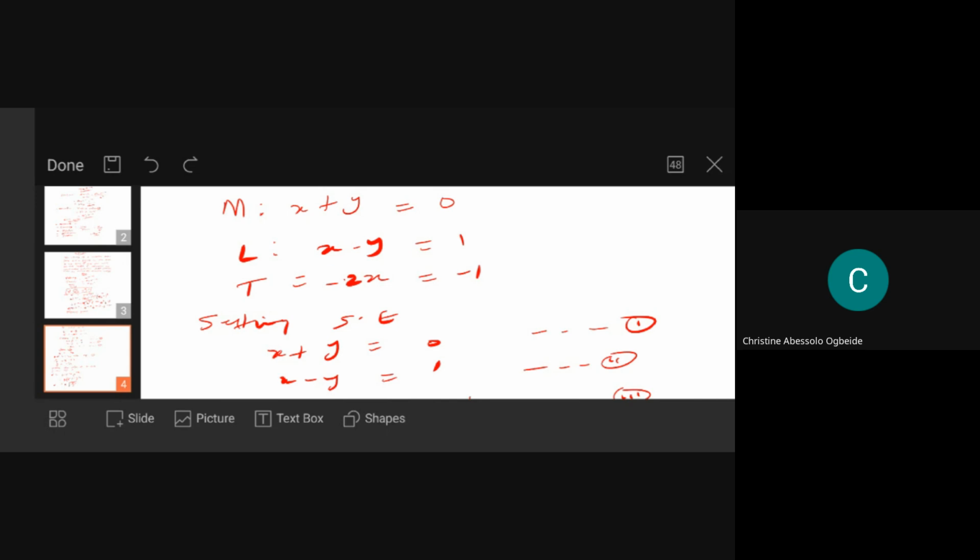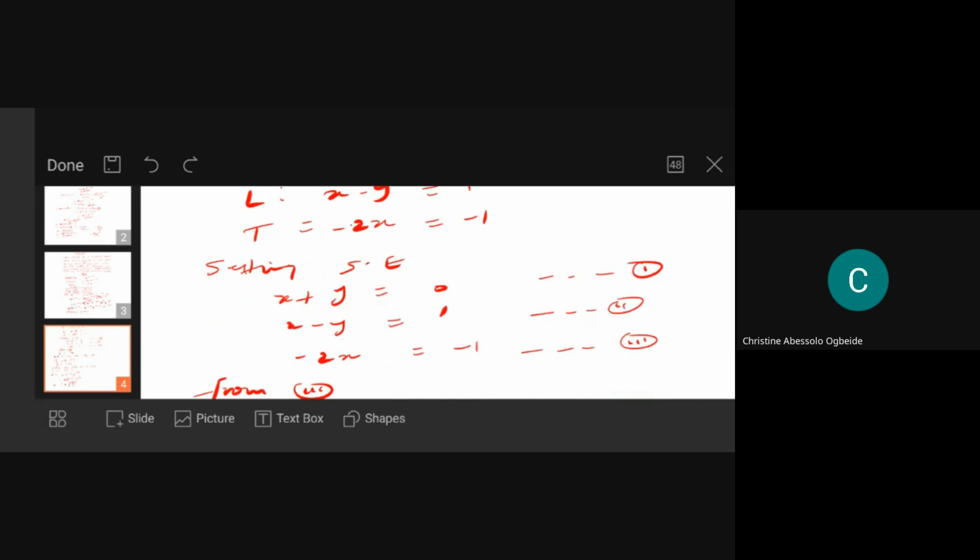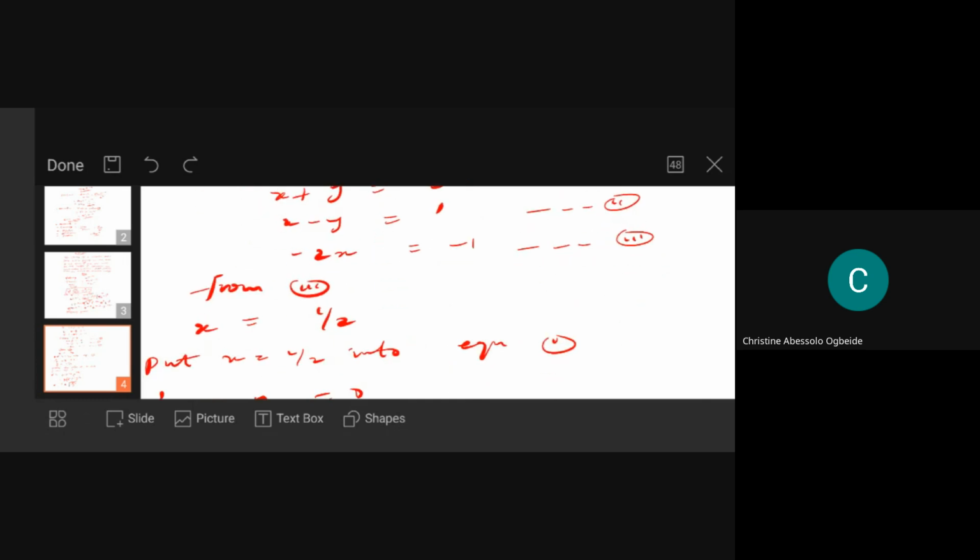So if I set up the simultaneous equations, that's what I meant by SE. I have that x plus y equals 0, equation 1. x minus y equals 1, equation 2. And minus 2x equals minus 1, equation number 3. And clearly, from equation 3, you could see that x can be obtained as half. By dividing equation 3 by minus 2, I will get that x equals half. So having found x, the next thing I will do is to put the value of x into either equation 1 or 2 to find the value of y.